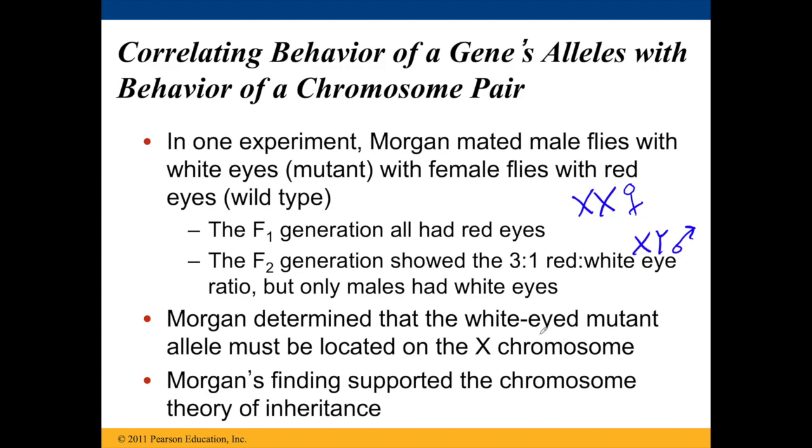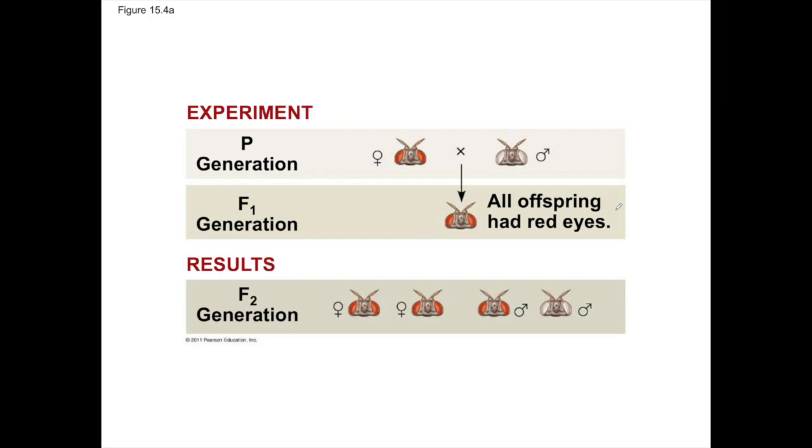So the reason he was seeing a sex-specific difference is because there was a difference in the X chromosome in females versus males. Males only had one copy of the X, whereas females had 2 copies of the X. So this was the first evidence of a specific gene being on a specific chromosome. So let me walk you through and explain what Morgan saw and why he saw it.